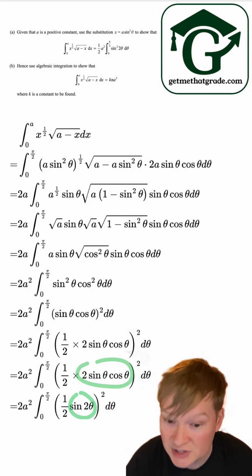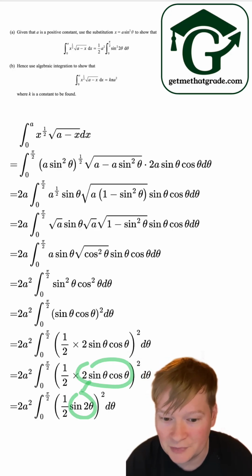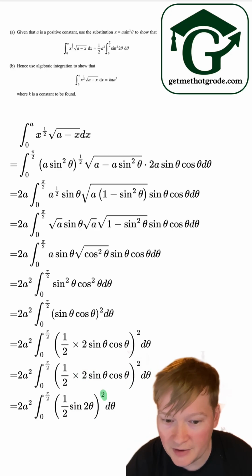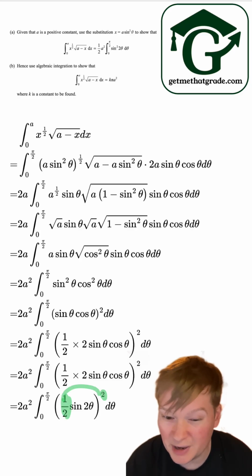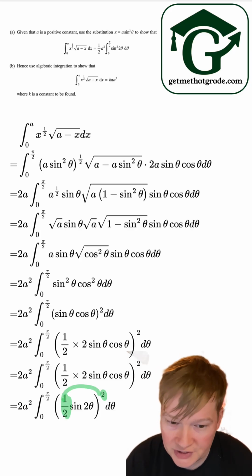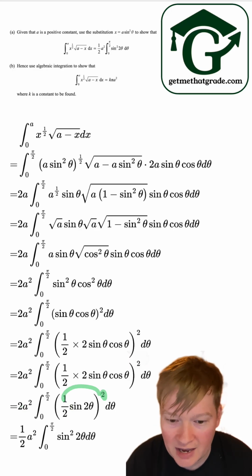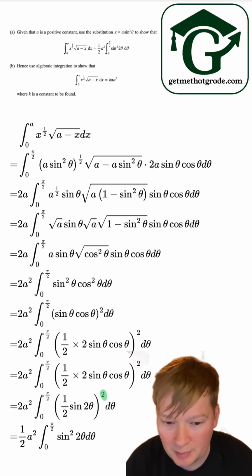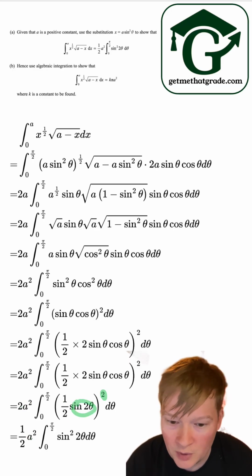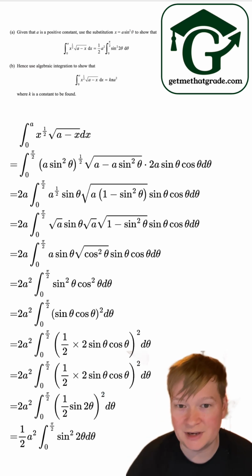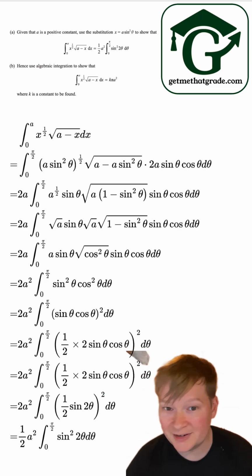Well, 2 sine theta cos theta is sine 2 theta. So I can then replace that and then apply the square to the half. That becomes a quarter. A quarter times 2 is a half. That's what we have on the outside. Then we have our a squared. And then applying the square here, we get sine squared 2 theta. So we've done it. We've done part A.